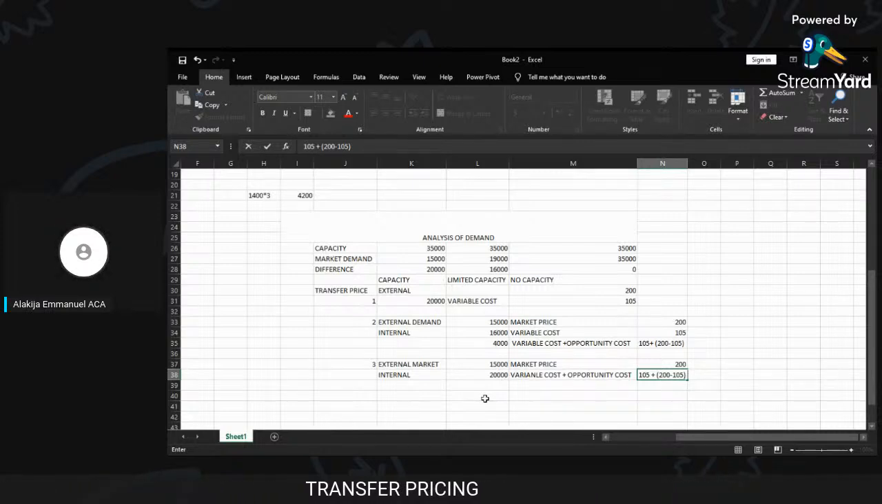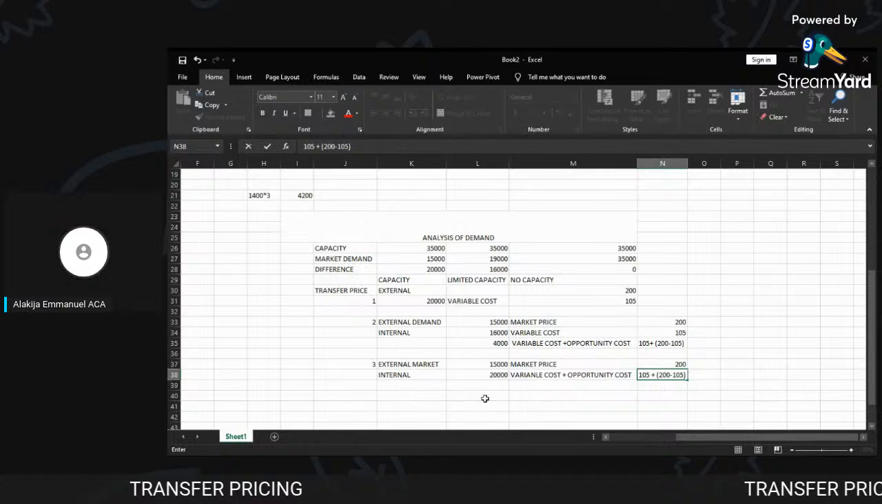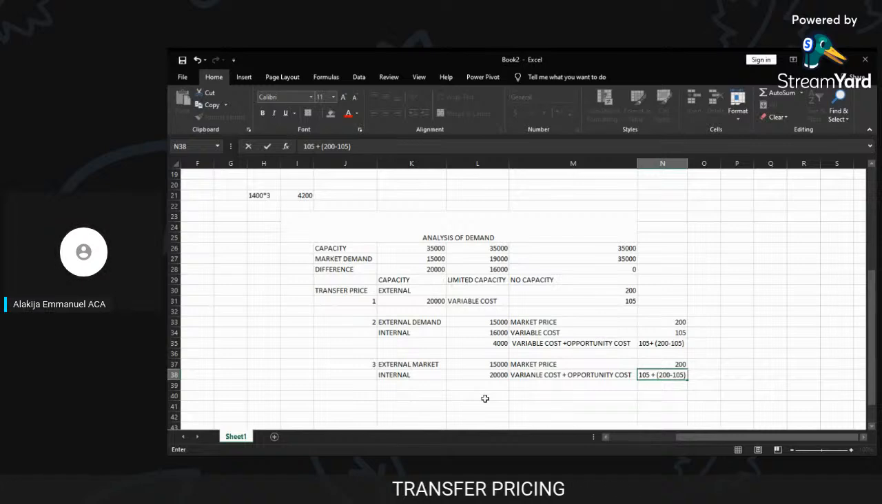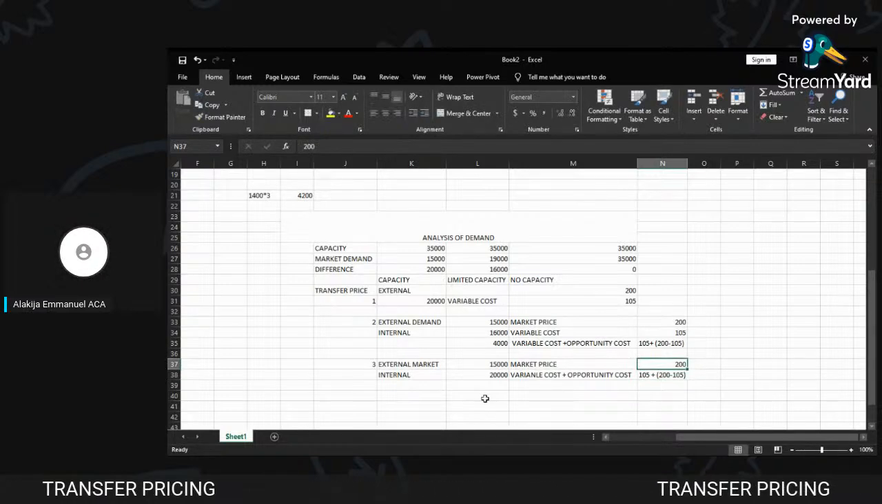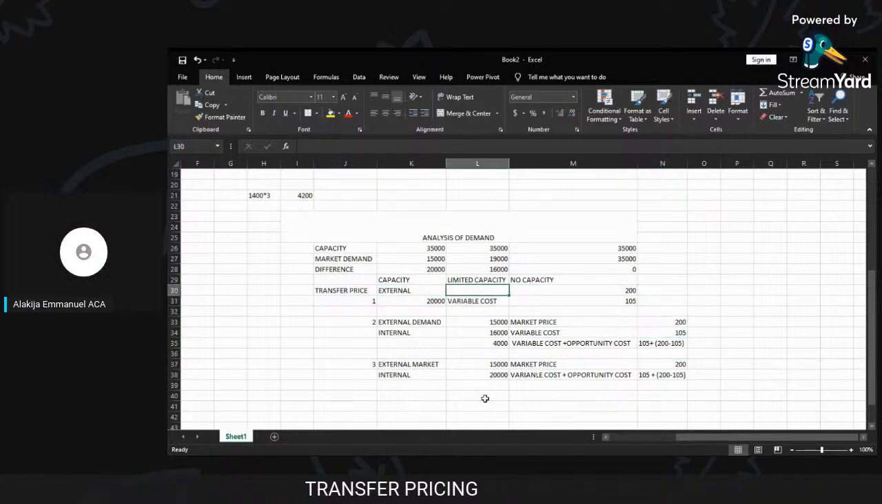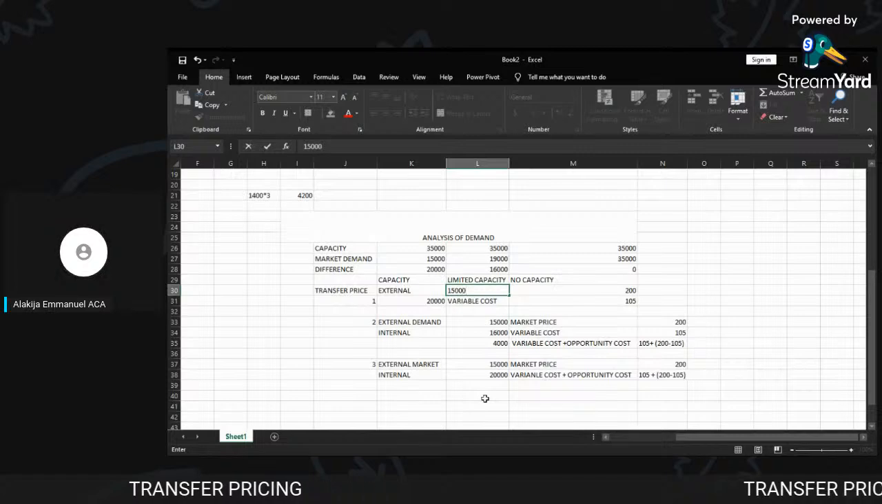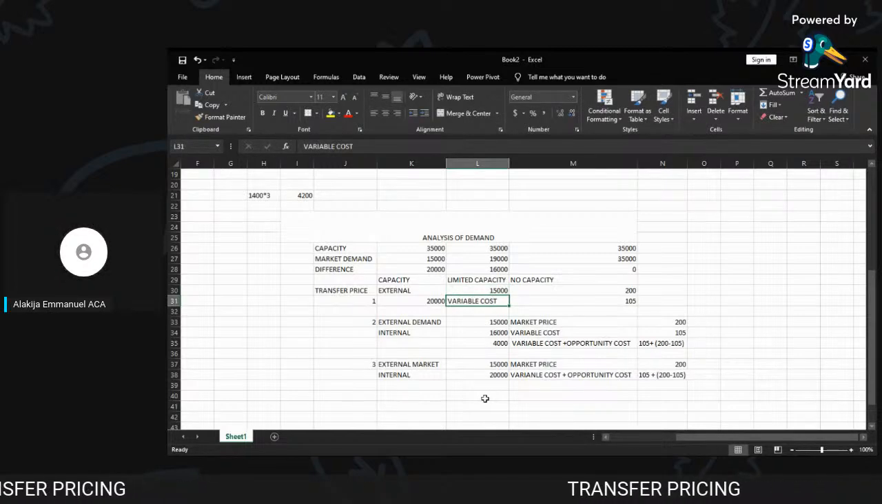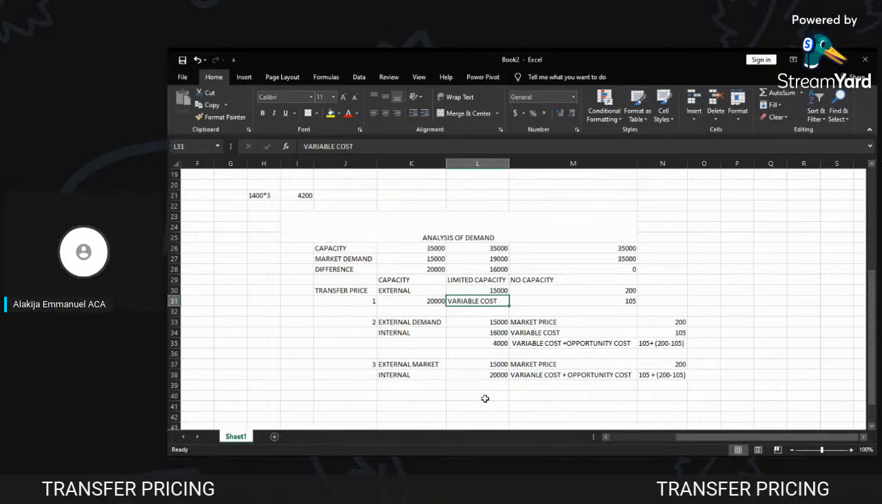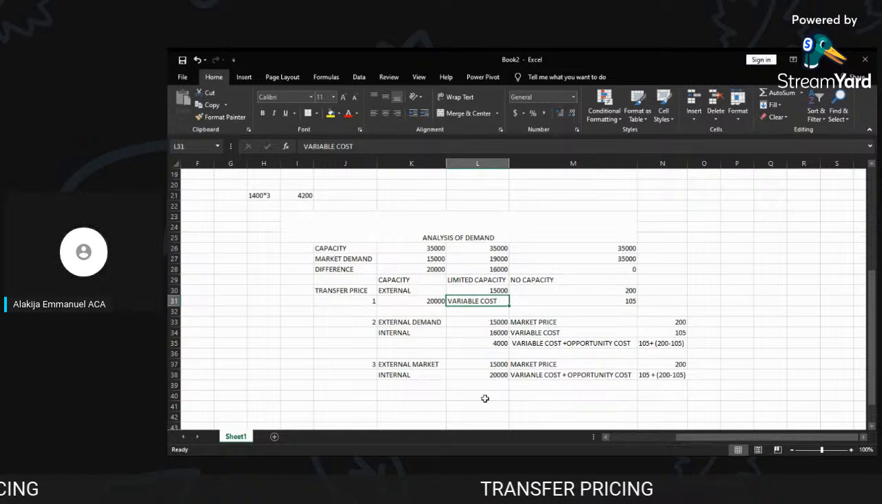And if we have capacity, the transfer price is at variable cost. And that is the reason I wrote here that firstly, when the external demand was 15,000 units, I still have 20,000 left that I can easily give to the internal division. So the transfer price is going to be at variable cost. That is the first analysis.